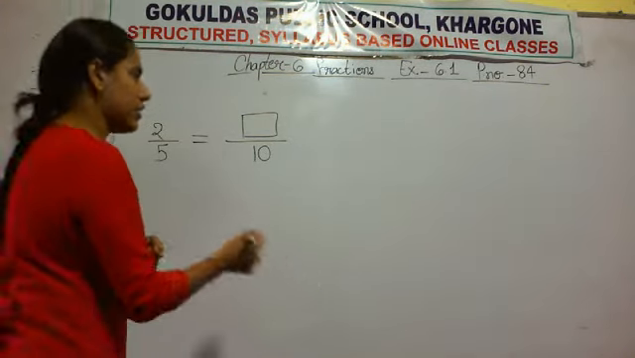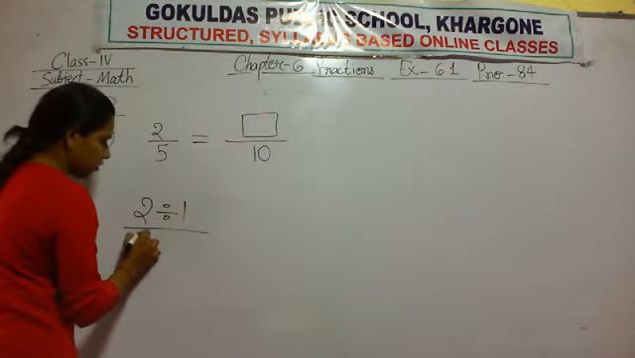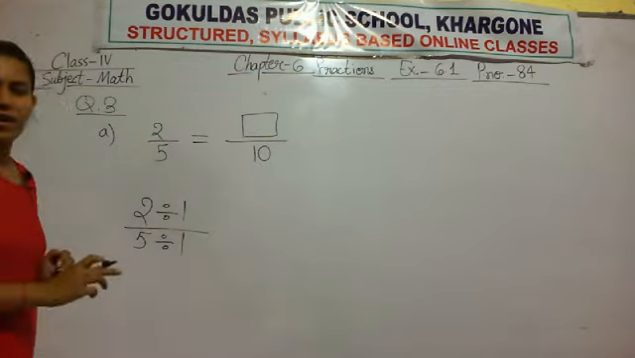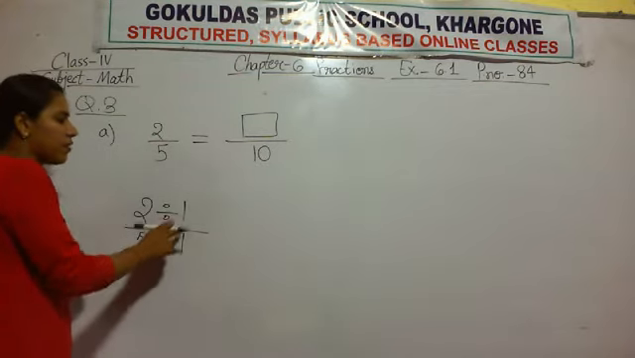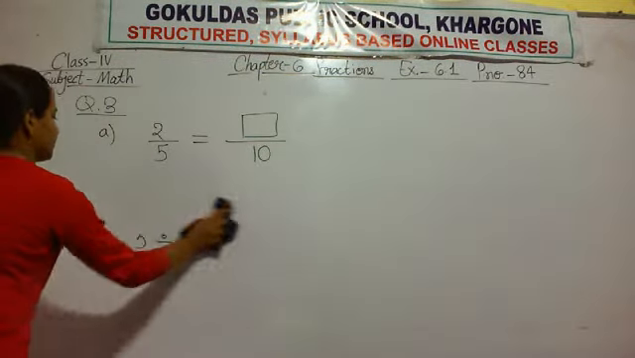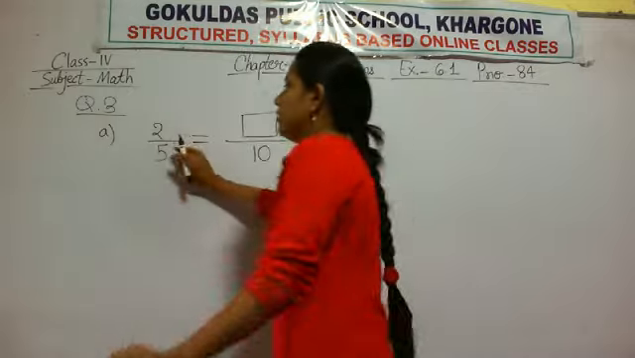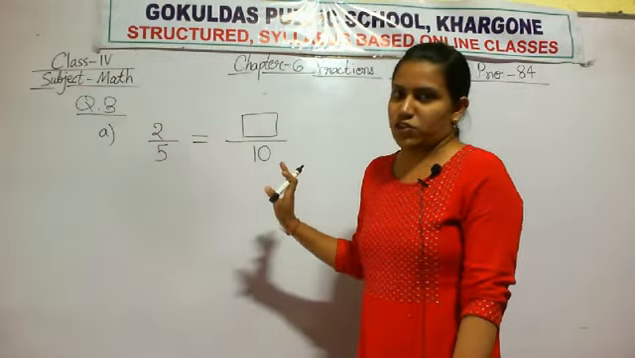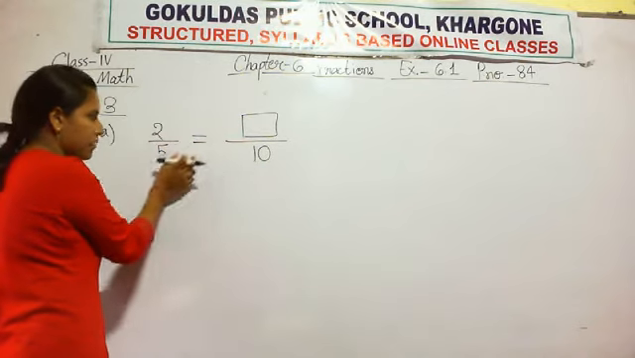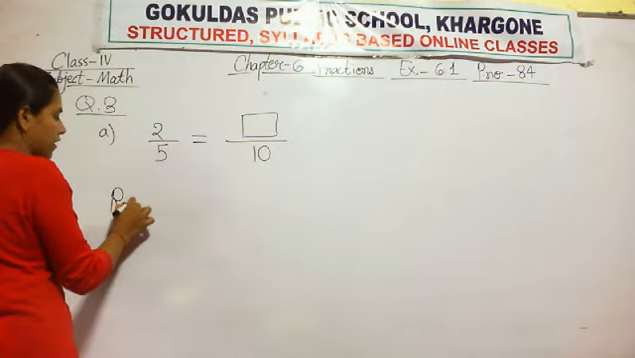If you are using division operation, if you are dividing 2 by 1, then you need to divide this 5 by 1. Okay, means same operation you will perform and the same number you will choose. So now these are the equivalent fractions. Okay, because the equal to sign is there, means both the fractions are equal.